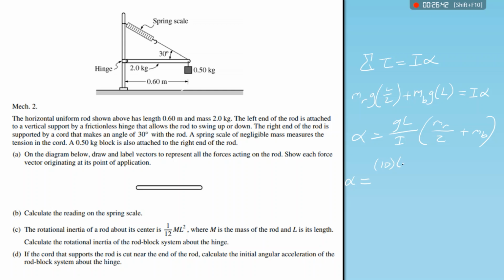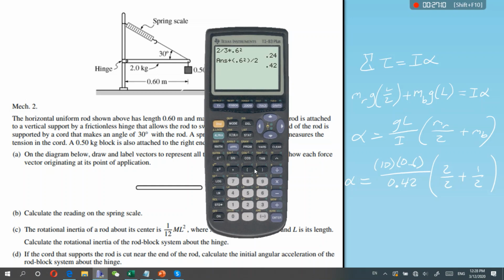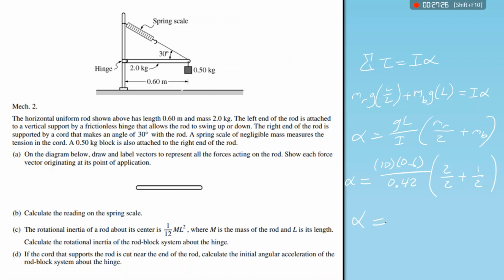So 10 times 0.6, divided by 0.42, times mass of the rod is 2 divided by 2, plus 0.5. Okay, cool. So I've got six divided by 0.42 times 3/2, which is 21.42. Yeah, 21.43 maybe. Okay, so 21.43. What are my units? Radian per second squared. Perfect.